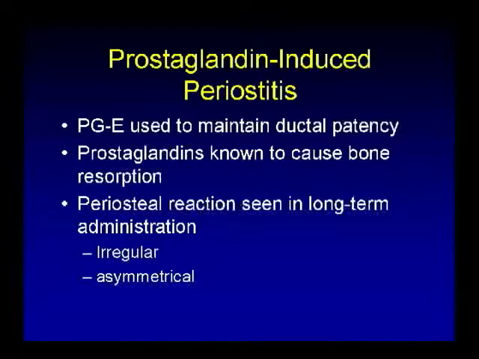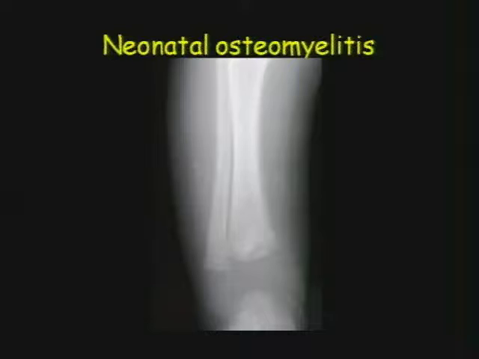In ductal-dependent cardiac lesions, they'll use prostaglandins to keep that duct open until they are able to do the corrective surgery on these patients. The prostaglandins can cause bone reabsorption, which is probably why they get the periosteal reaction. The periosteal reaction is not dose-related, it's not duration-related, it's irregular, it's asymmetrical, and it's painful. It goes away, though, when you stop the prostaglandins.